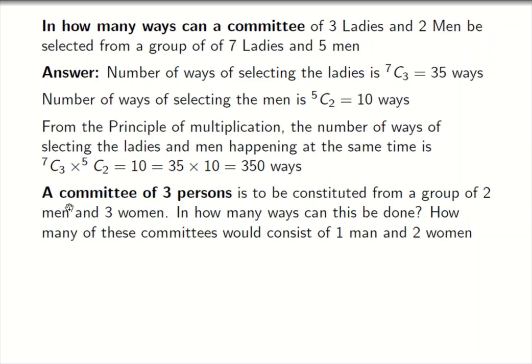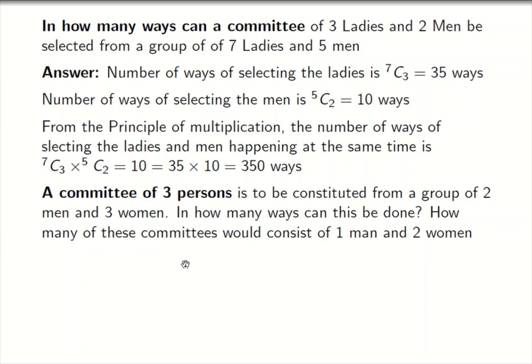Now, another question is, a committee of three persons is to be constituted from a group of two men and three women. Okay, in how many ways can this be done? So this question just came straight away like that. In how many ways can this be done?